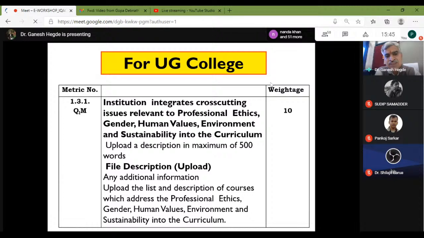So how exactly this curriculum develops these things, you can look into it. This is the qualitative metric. In this qualitative metric, the 10 weightage will be there. So this will be validated through the on-site visit.